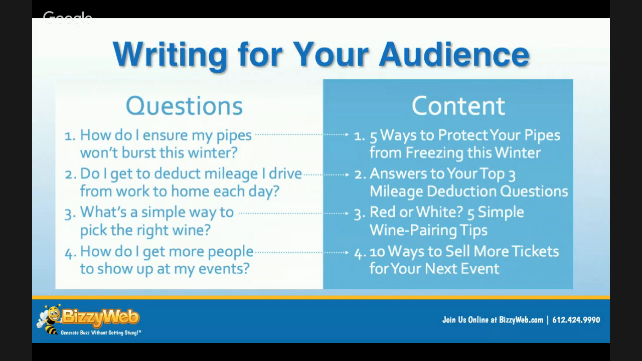And that 2-2-2 rule, especially with email subject lines, is that inside of the first 2 words, you should give them some sort of a hook to get them to the next step. Inside of the first 2 seconds, when they're reading that subject line, they need to understand what's in it for them, and you need to tell them what to do today. So 5 ways to protect, answers to your top 3 questions, 5 simple wine pairing tips, 10 ways to sell more tickets. All of those are time-based and give your clients, your visitors, your prospects something to immediately look for, do, or benefit from immediately.